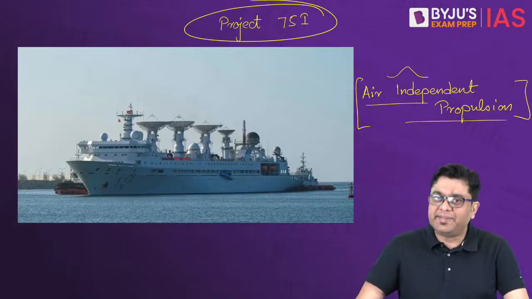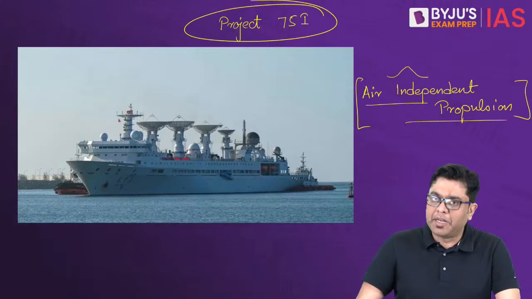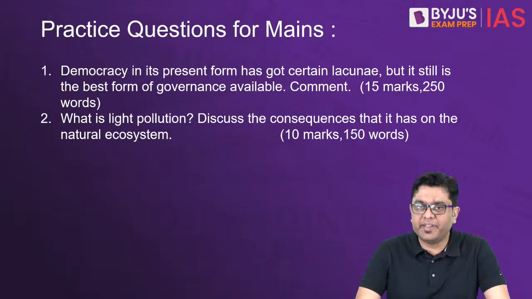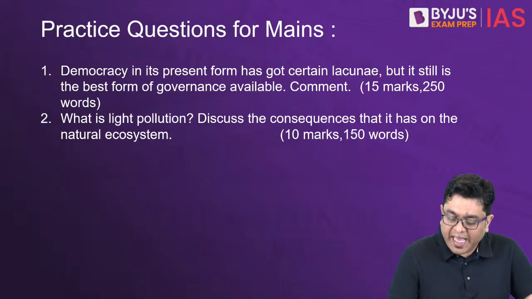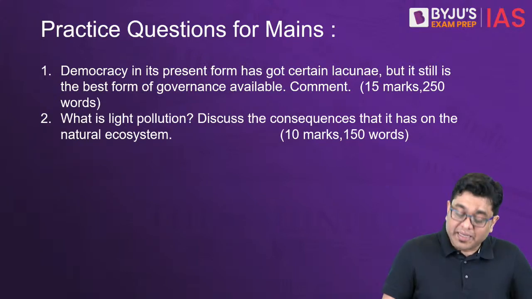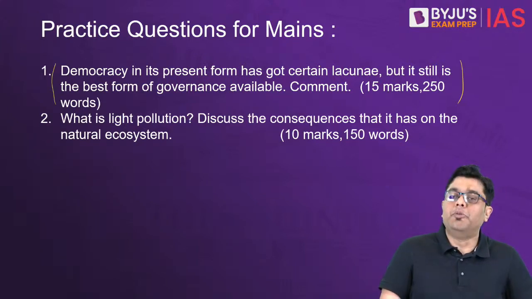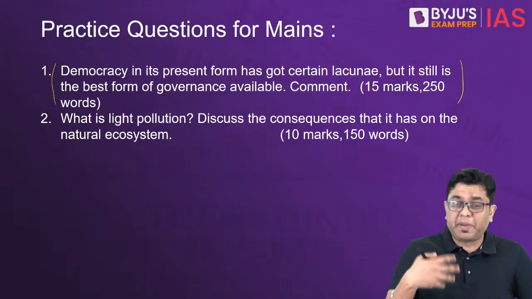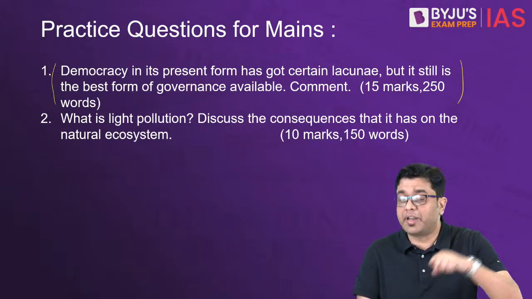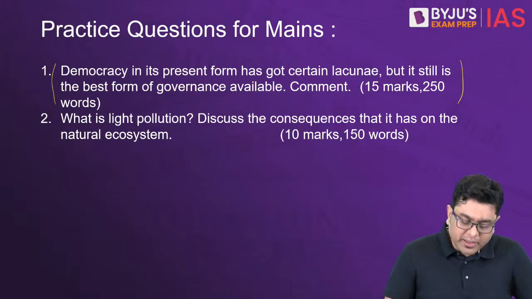So that completes the various articles that we had to discuss. Now coming to the questions. You can expect different types of questions from the area. For example, democracy in its present form has certain lacunae, but it still is the best form of governance available. There you have to bring forward the various aspects of democracy, including the historical evolution that we have talked about. Then, what is light pollution?